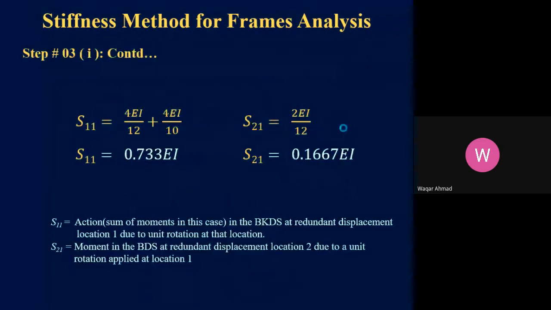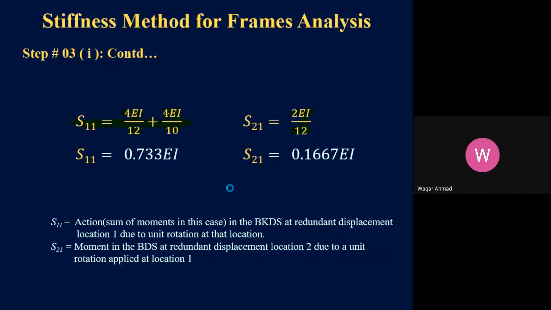Now, let's have a look at this. This is our S11 value. Now you can see that 4EI over 12 plus 4EI over 10. And what is our S21 value? This is 2EI over 12. So these are the two coefficients we obtained from this step.